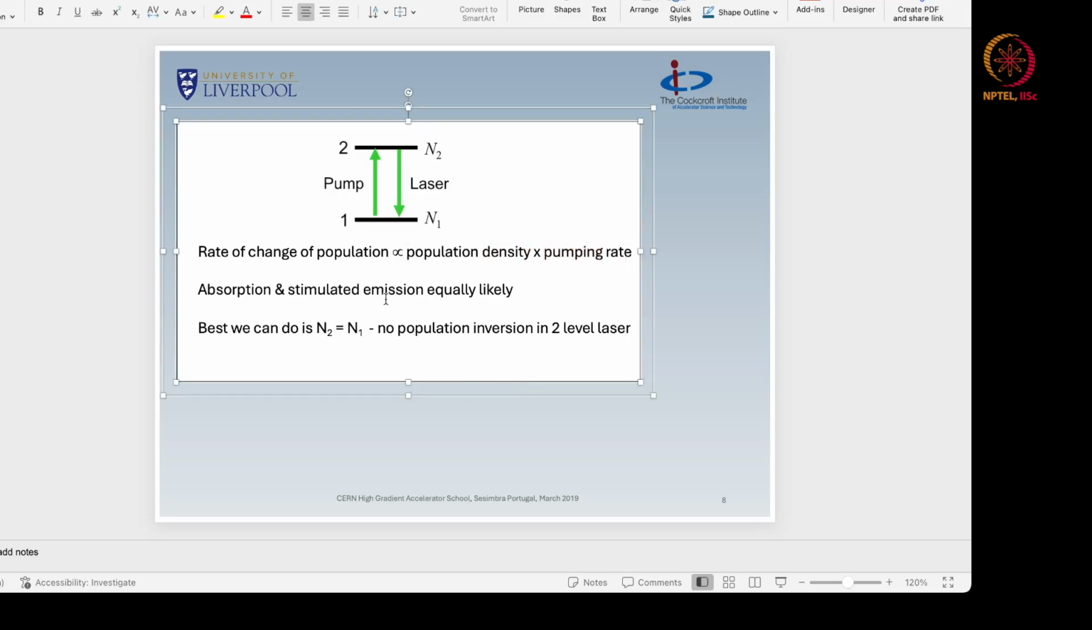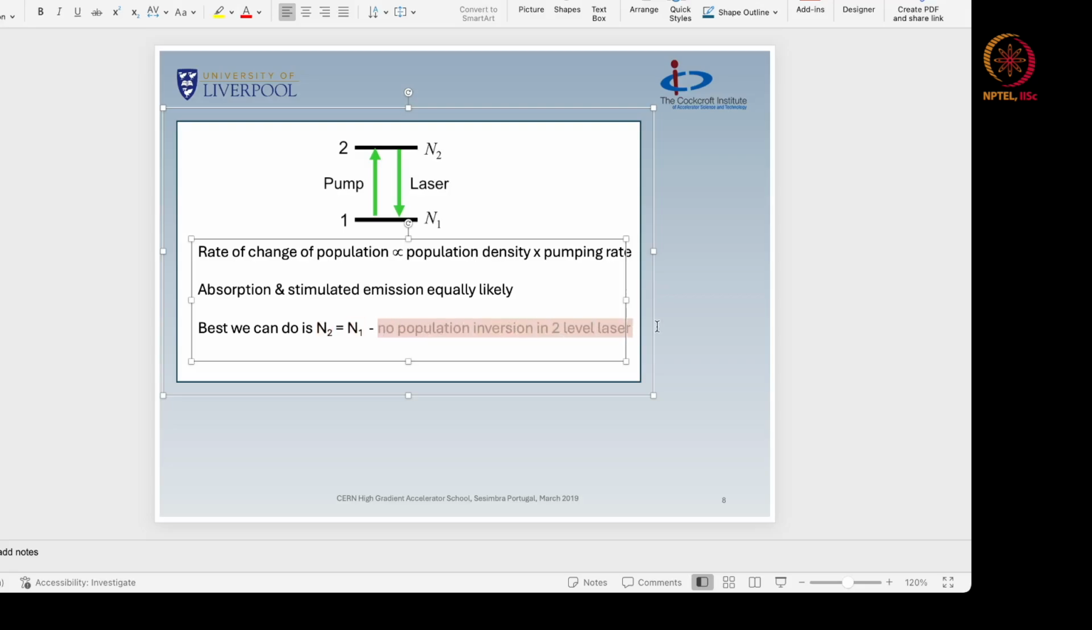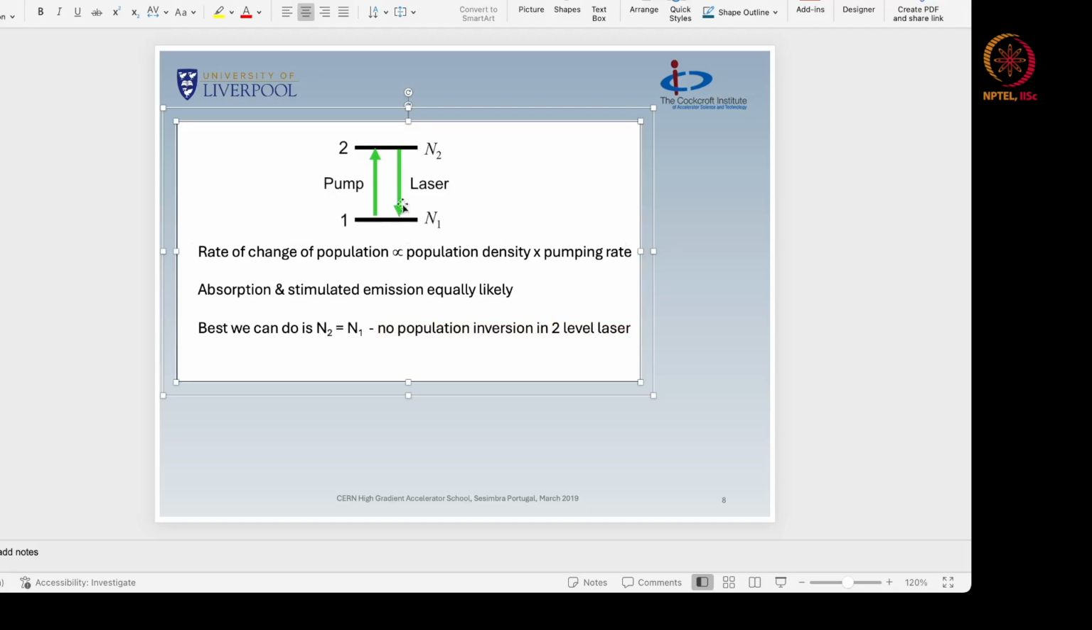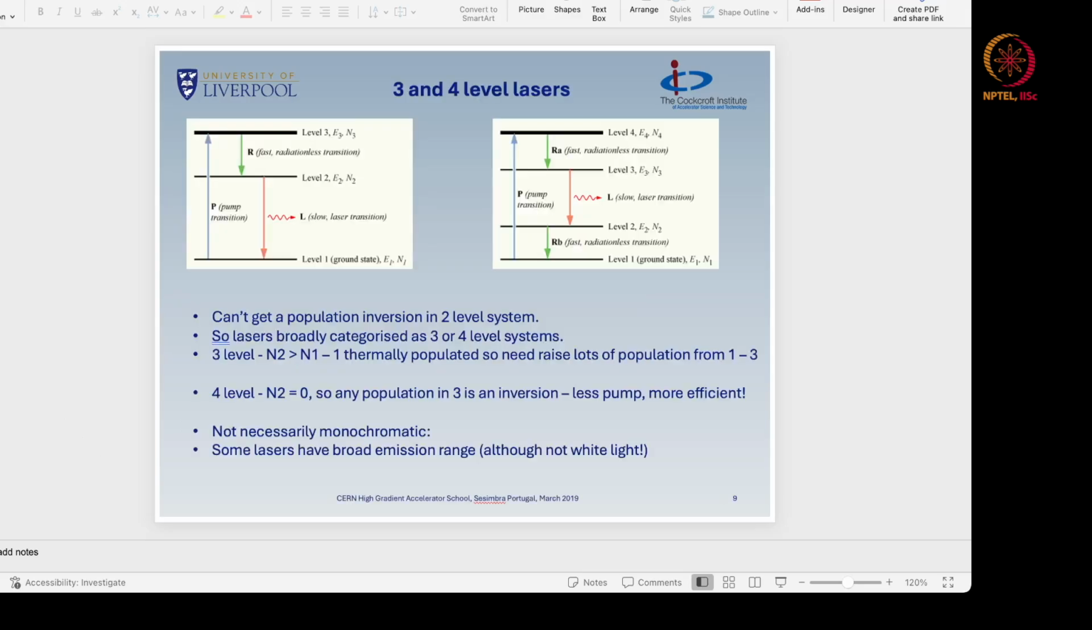So the absorption and emission are equally likely. The best we can do is to make N2 equal to N1. So there is no population inversion if we use a two-level system. This is the maximum you can do. The two-level system is no good because you cannot achieve a population inversion. Hence we go to 3 and 4 level systems.